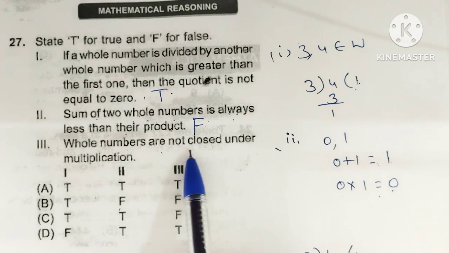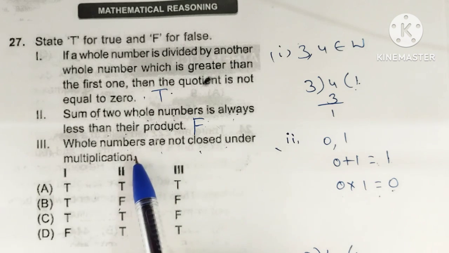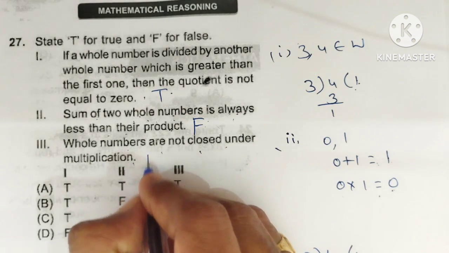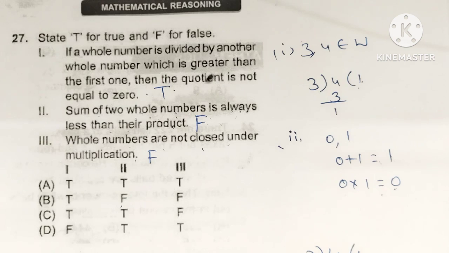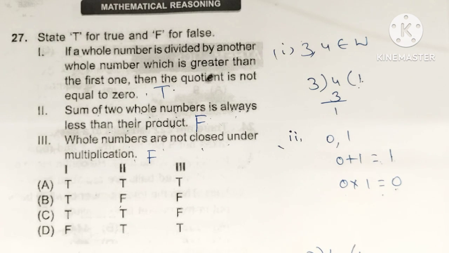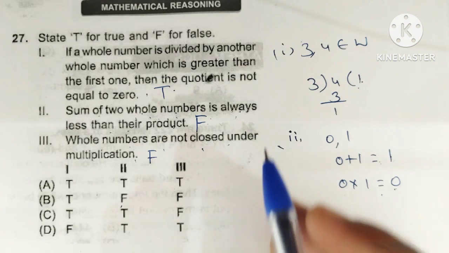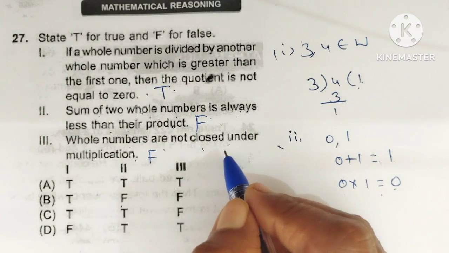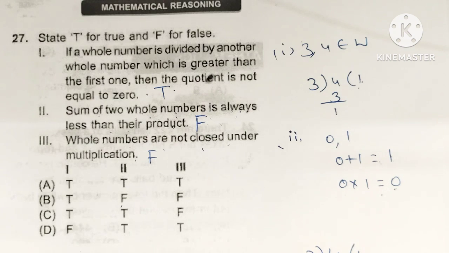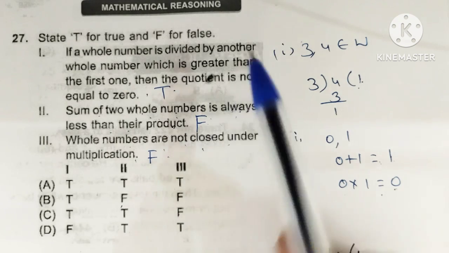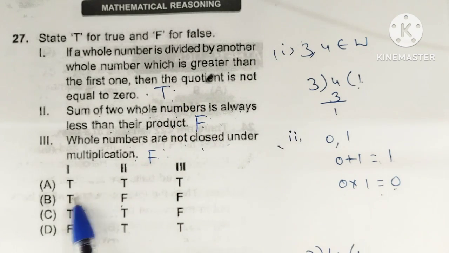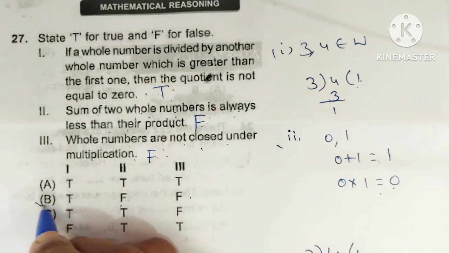Whole numbers are not closed under multiplication. This statement is false because whole numbers are closed under multiplication. Closure property means if a, b belong to whole numbers, then their product also belongs to whole numbers. 3, 4 belong to whole numbers. 3 fours are 12. 12 is also a whole number. So the statement is false. So true, false, false. Option B is the correct one.